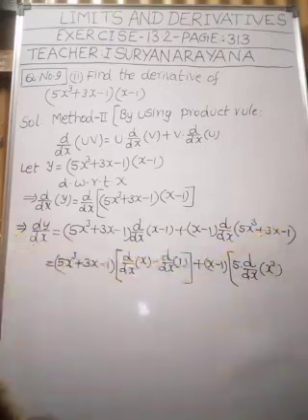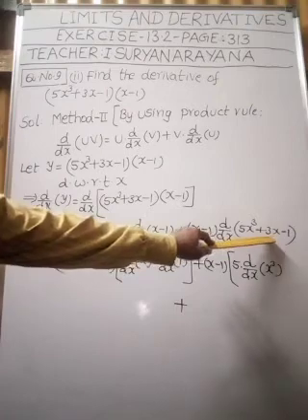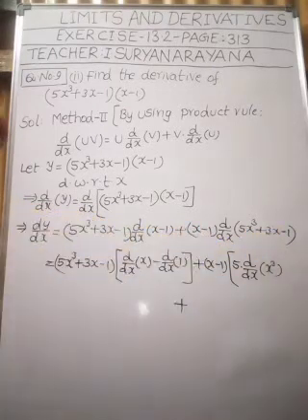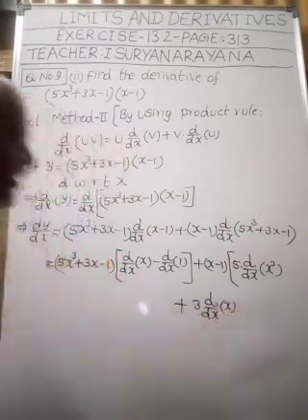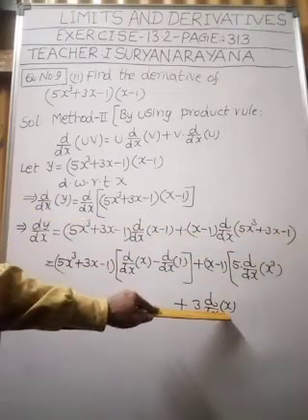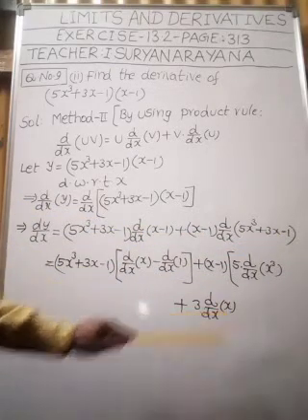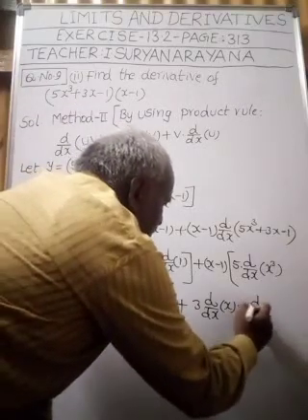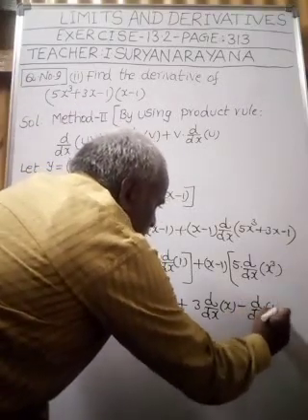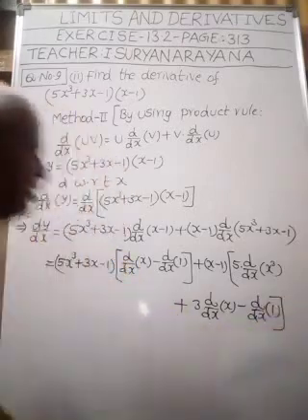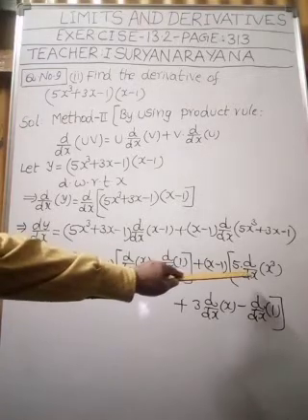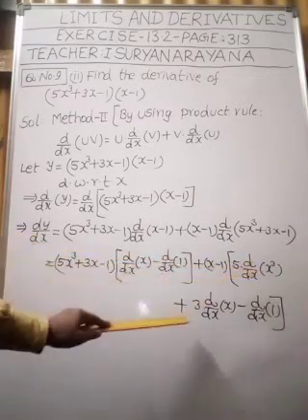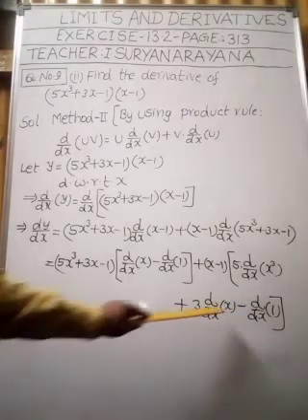Okay, my children, right. Plus, come to the second term, 3x. What is the numerical coefficient in this term? Plus 3. So 3 into d by dx of x. What is the remaining part of the function? x. So d by dx of x. Understood this part, my children? Right. Minus d by dx of 1. Understood this last term, my children? Right. By using the distributive property, we are finding the derivative of each and every term. Okay, my children, understood this step?